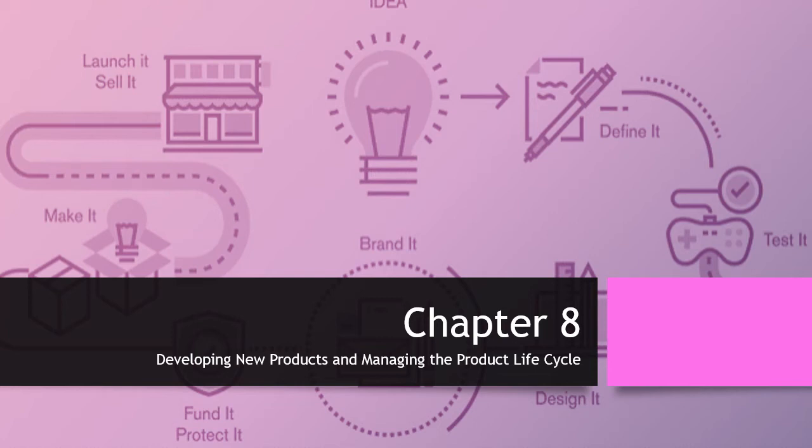This lecture is going to focus on developing new products within an organization and also looking at the product life cycle. Now, before we begin, let's make sure we understand a firm can obtain a new product in two ways. One is through acquisition. That's buying a whole company or a patent or licensing to produce somebody else's product.